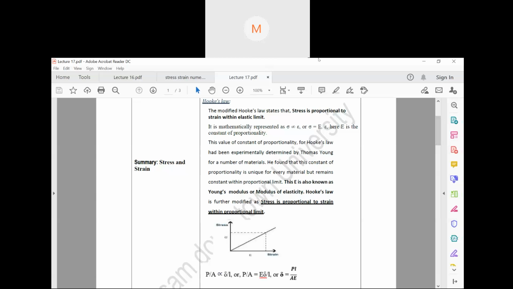So if this is the graph here, then in this graph you can see that the stress and strain, they both are proportional to each other. That means this is the basic principle of Hooke's law. Stress is proportional to strain within proportional limit or within elastic limit.